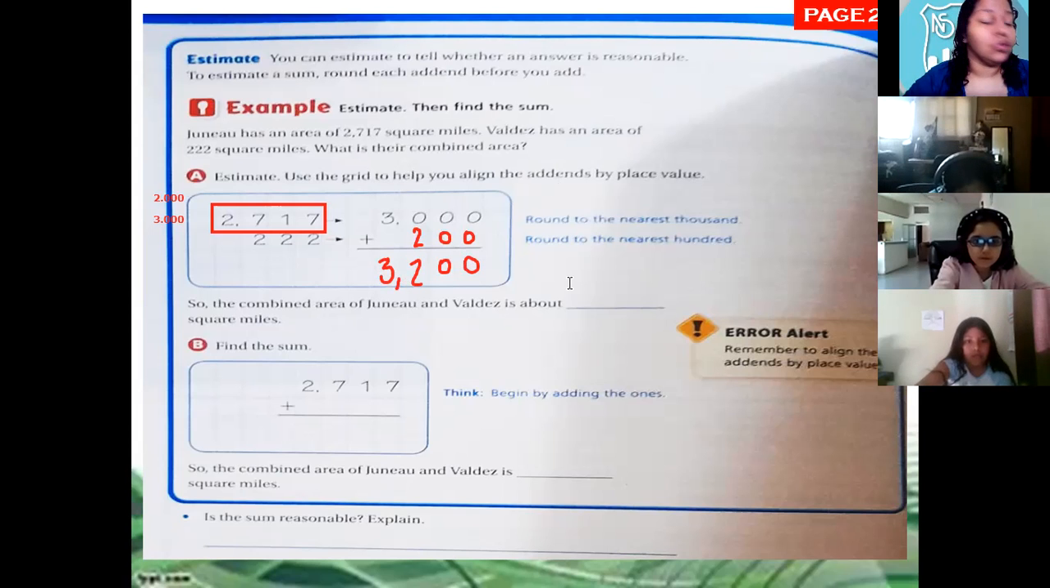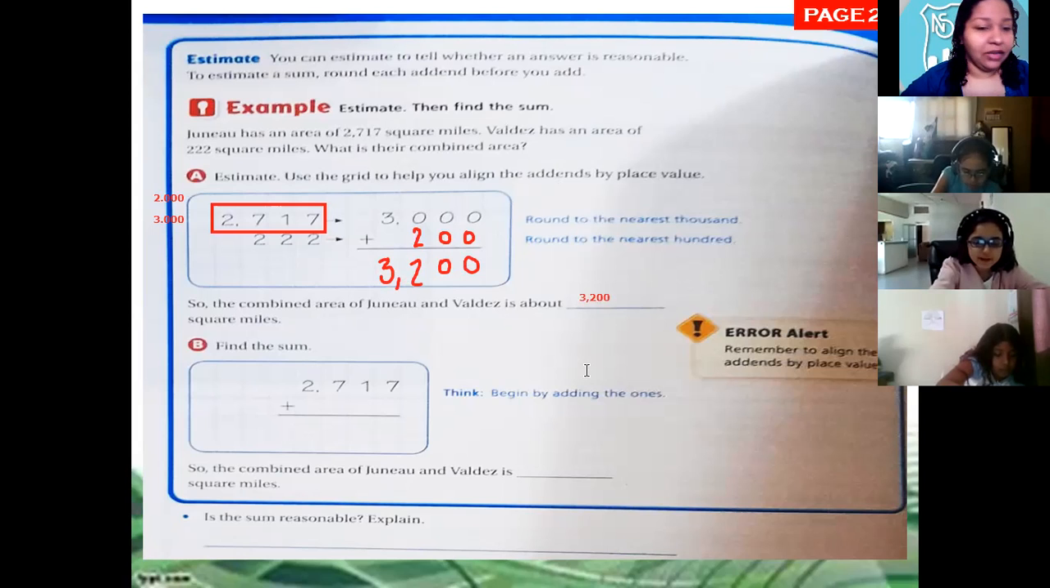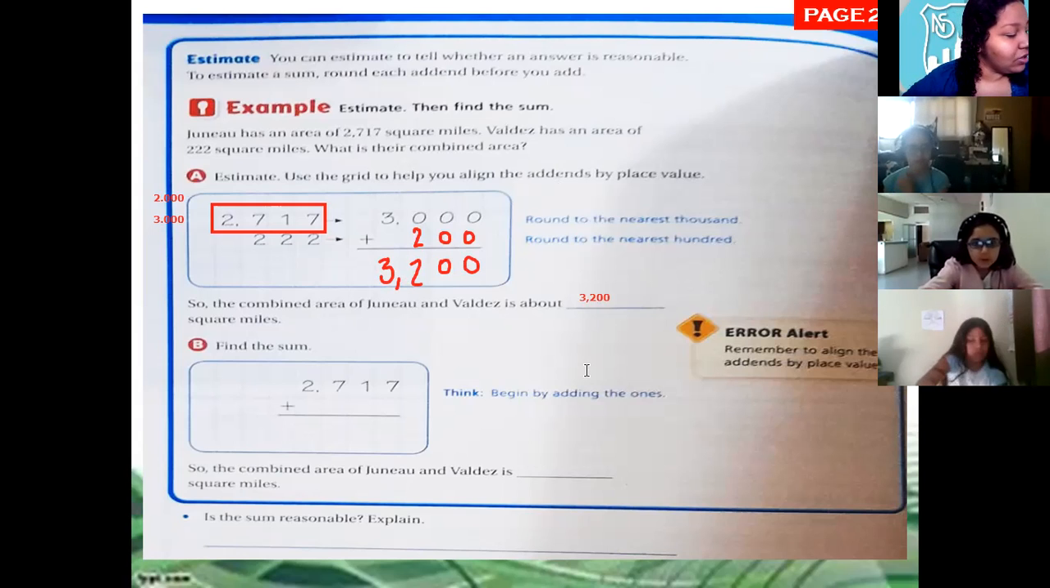3,000. 3,200. Yes. Okay. So over there it says, in the other one, find the sum.